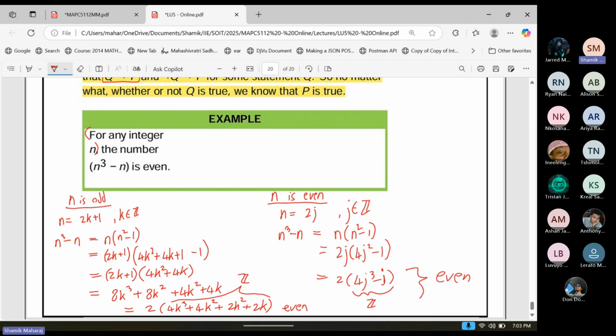if we start with an odd n, and we've proven it again if we start with an even n. So it means no matter what n is, n cubed minus n is even. Oh, thank goodness we got there. 3 minutes late, but we got there.